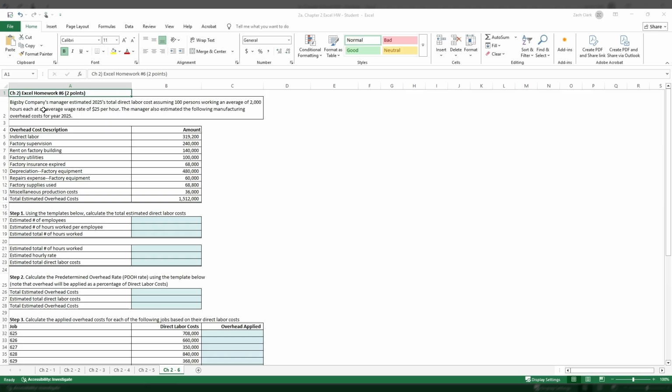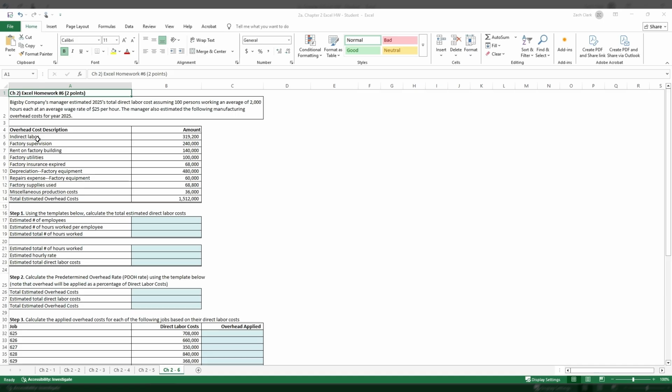So in this problem, we've got this company. The company's manager estimated 2025's total direct labor cost, assuming 100 people working an average of 2,000 hours each and an average wage of $25. And then the manager also estimated the following manufacturing overhead costs for year 2025. So this is before the year begins, right? This is how we are going to be running up to creating the predetermined overhead rate.